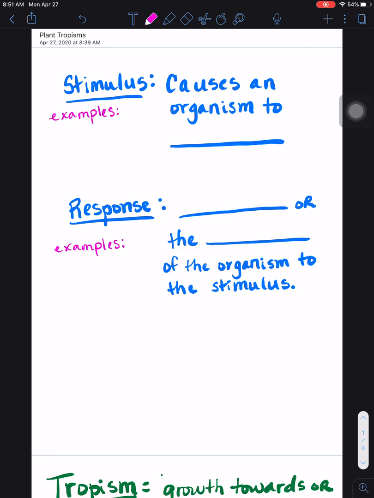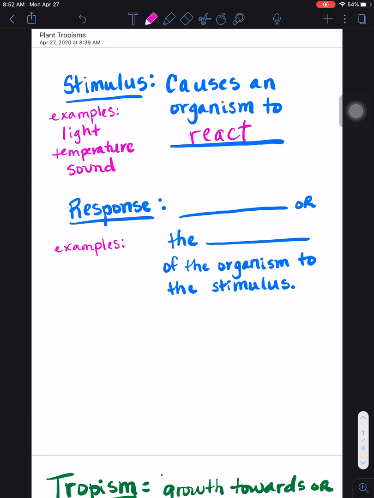Okay, so we're studying about ecology. That's why we're talking a little bit about plants, and it's all about their response to stimuli, how plants respond. So a stimulus, its definition, it causes an organism to react. Anything that causes an organism to react is going to be a stimulus. Some really basic examples would be light, temperature, sound. There could be a huge, gigantic list of stimuli, but just to give you some examples.